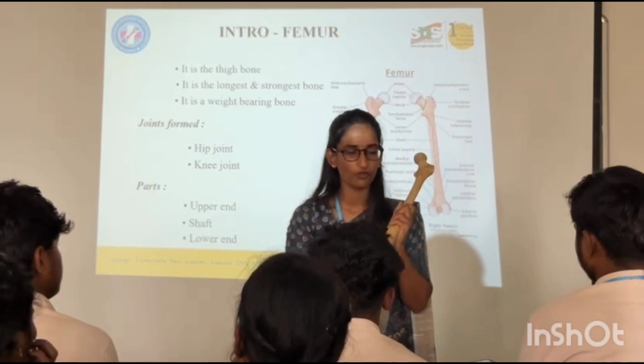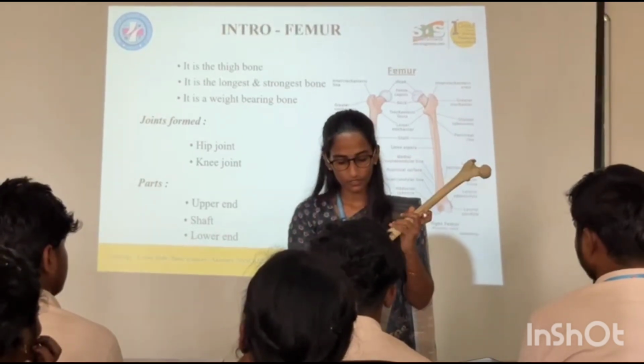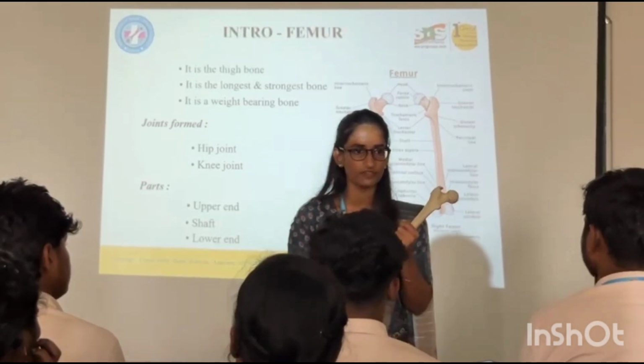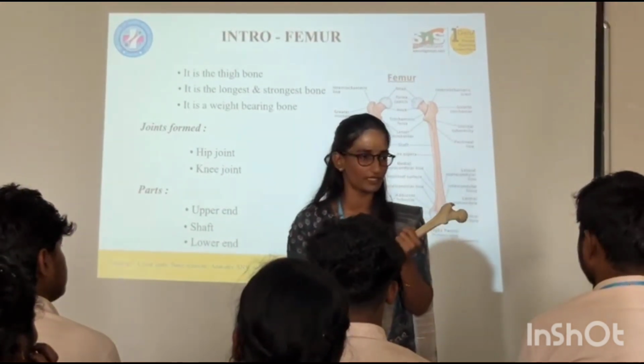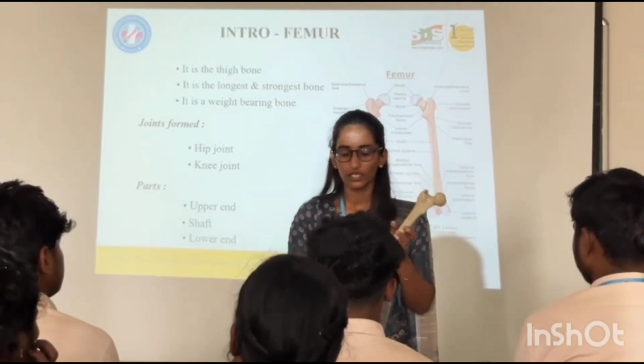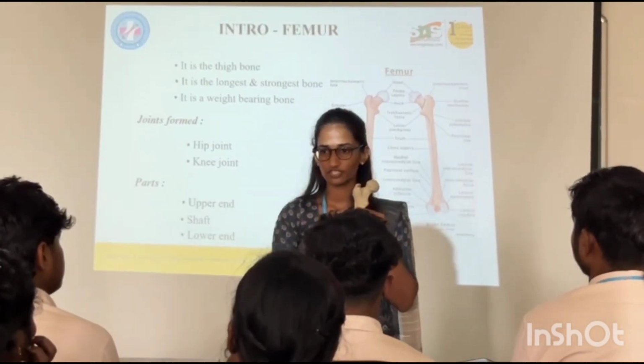Which forms the knee joint. And on the posterior aspect we have a popliteal surface, which joins with the popliteal fossa. So this is all about the lower end. And now we are going to see about the shaft portion.